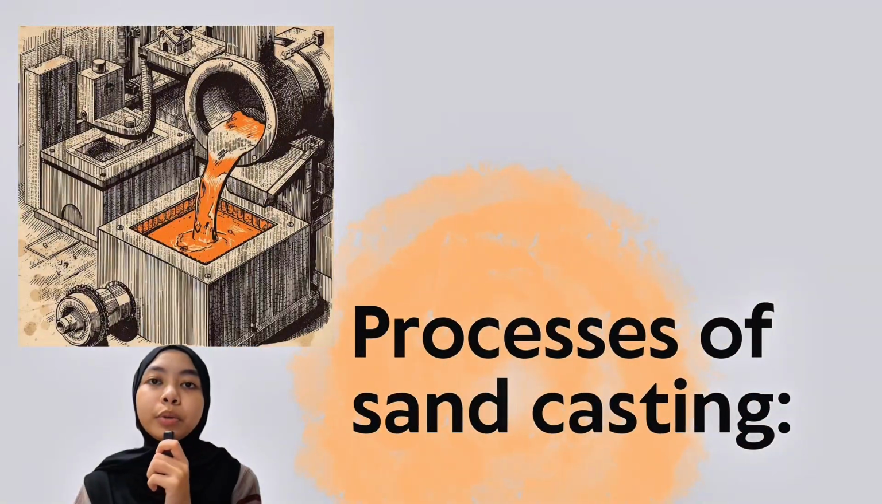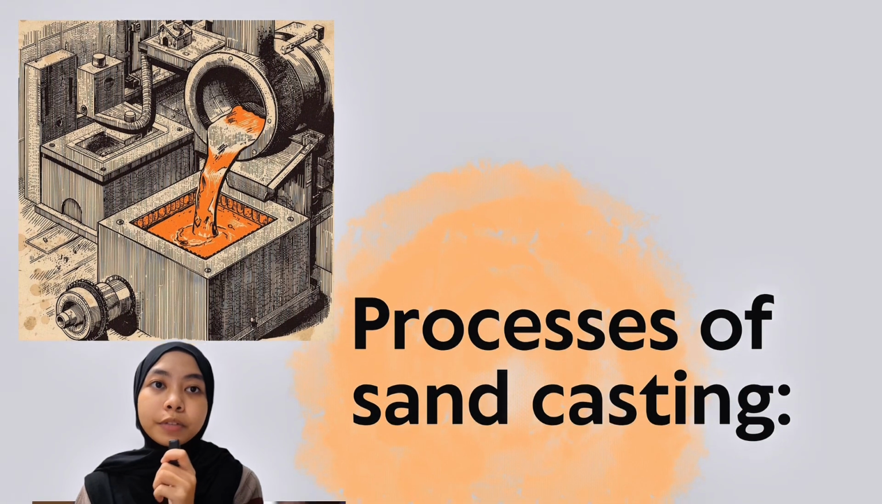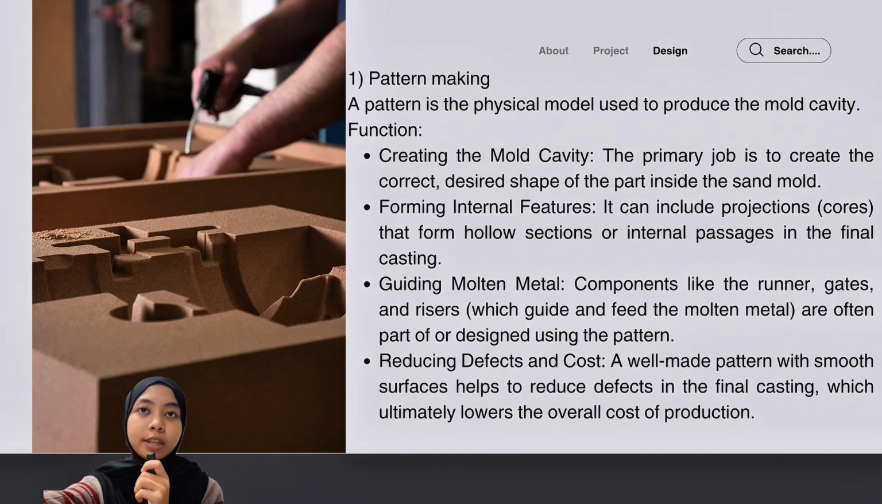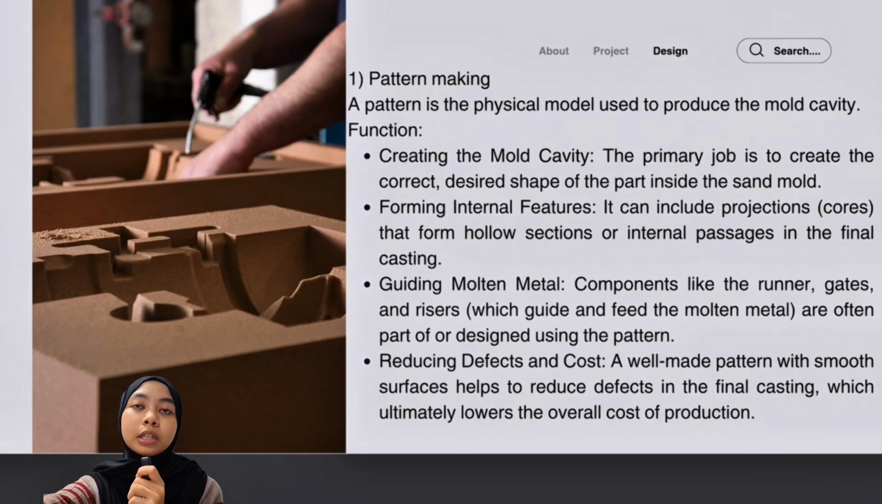So I will continue with the process of sand casting. For the first step was pattern making. A pattern is the physical model used to produce the mold cavity. So what is the function of pattern making? Basically, pattern making is for creating the mold cavity, as its primary job is to create the correct desired shape of the part inside the sand mold.